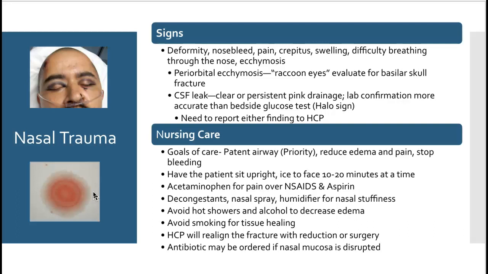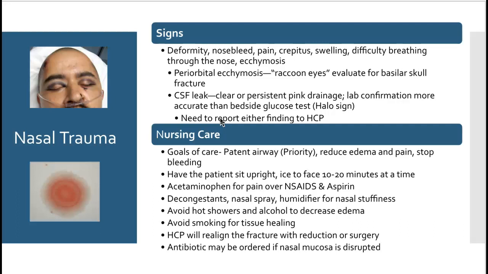So if we do have somebody who has a cerebral spinal fluid leak, we would need to report that to the healthcare provider. The periorbital ecchymosis also could indicate that cerebral spinal fluid leak with the basilar skull fracture. And with that, they actually cannot just do an x-ray because that bone is so thin. They actually have to do a CT scan to look for that basilar skull fracture.